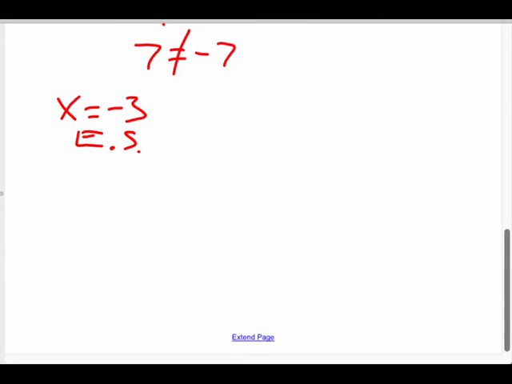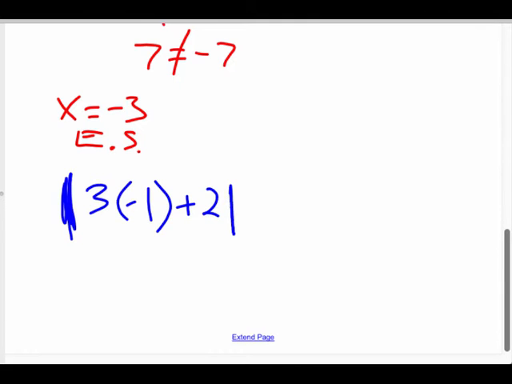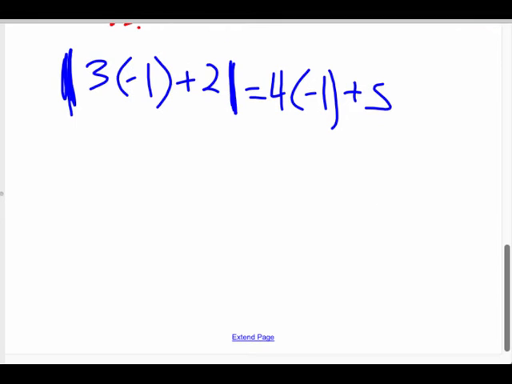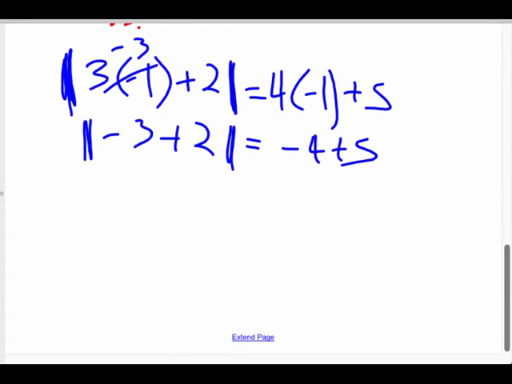All right, one more time. What was the other solution? Negative 1. Negative 1. Let's try that. So the absolute value of 3 times negative 1 plus 2 is equal to 4 times negative 1 plus 5? Yeah. So this becomes negative 3. I've got negative 3 plus 2. Absolute value is equal to negative 4 plus 5. This becomes negative 1. Right?